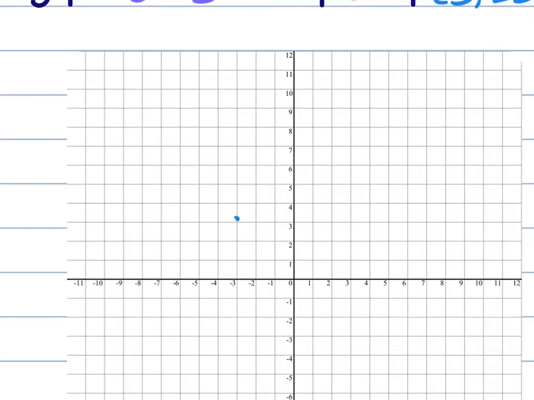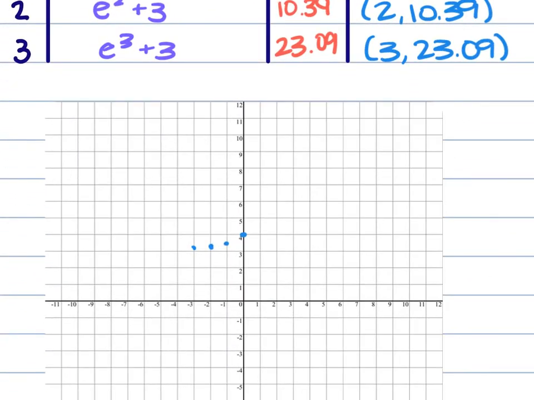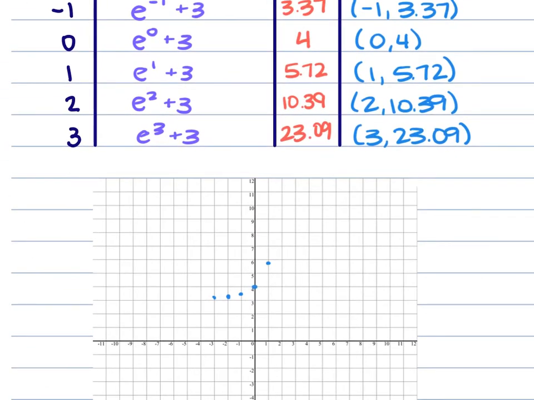then 3.14 for the negative 2, and it goes up. Then we have 1, 5.72, so it's going to be about here. And then 2, 10.39. So our asymptote's going to be at that 3 on the y, so this line's not going to cross through that 3.